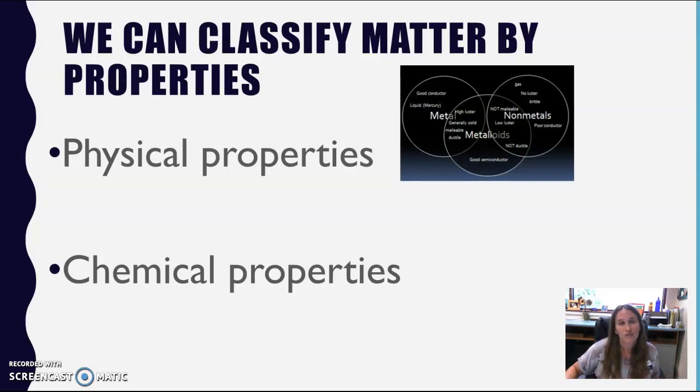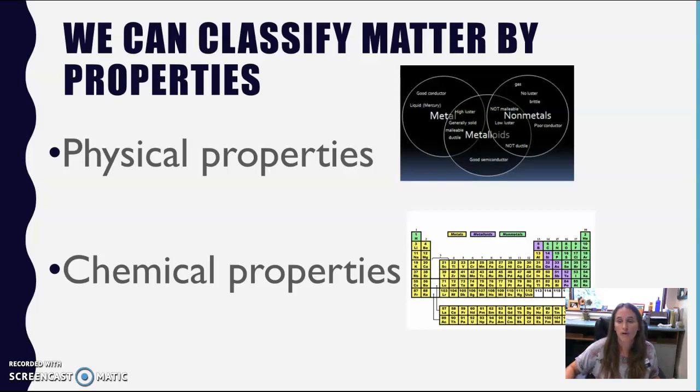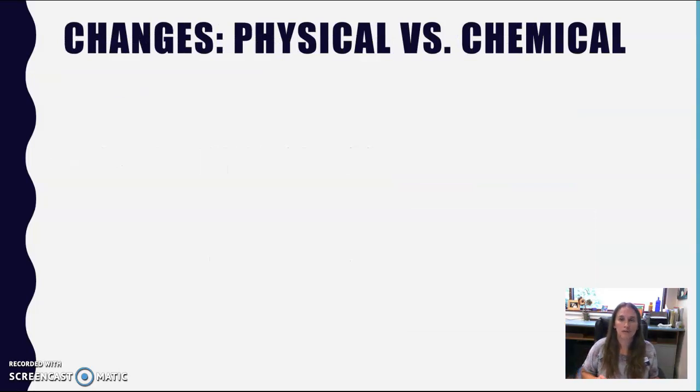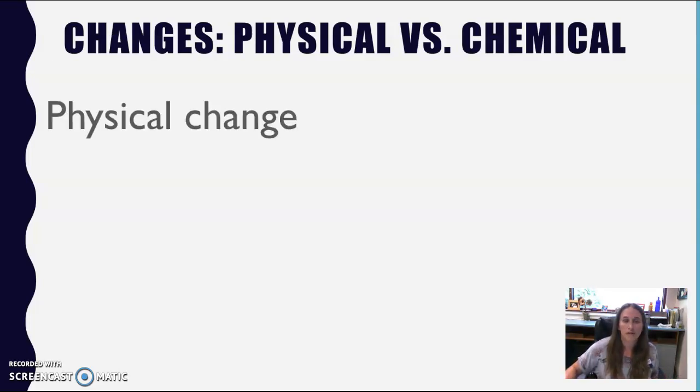We can also classify matter by their chemical properties, and that's really a big part of the history of the periodic table. The periodic table was developed by grouping elements based on their chemical properties and their reactivity. So we want to be able to understand the difference between these two words here. However, in order to get at that, what we really need to talk about is the difference between physical and chemical changes. Understanding the difference between the properties really hinges on understanding the difference between a physical and a chemical change. It's actually even part of the definition of physical versus chemical properties. So let's start with a physical change.